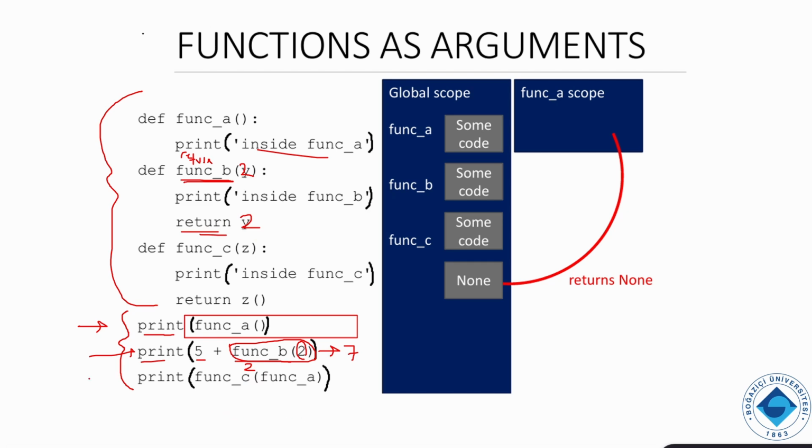And in the last example and comment here, if we put function A as a parameter of function C, first of all we go to function C and we put function A here, and function A again has brackets. Now it will return and call function A, right? If you go to function A, there were no return values, so it will return nothing. It is None.